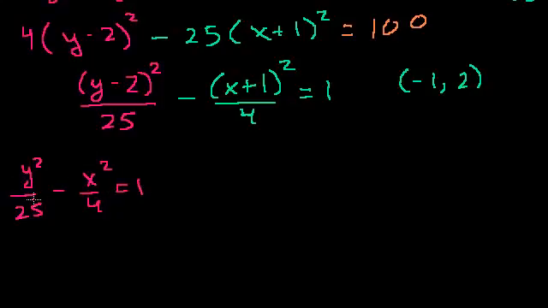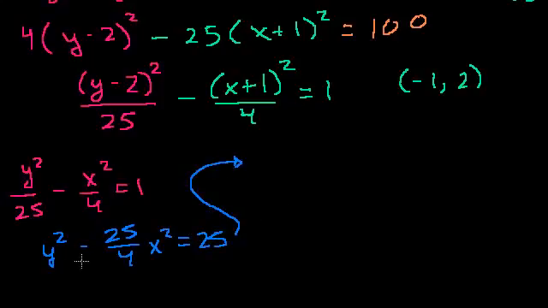I do this to figure out what the asymptotes would have been if we were centered at 0, because it's a lot easier to deal with these equations than to deal with these. We're kind of unwinding what we just did. So let's multiply both sides by 25. Then you get y squared minus 25 over 4 x squared is equal to 25. And then if I add 25 over 4 x squared to both sides, I get y squared is equal to 25 over 4 x squared plus 25.